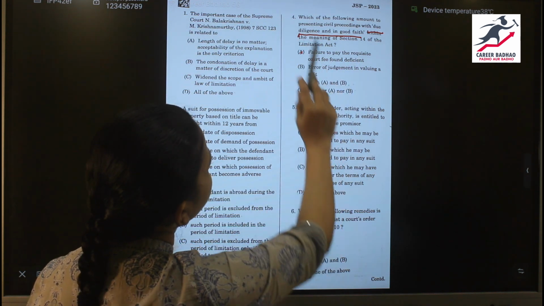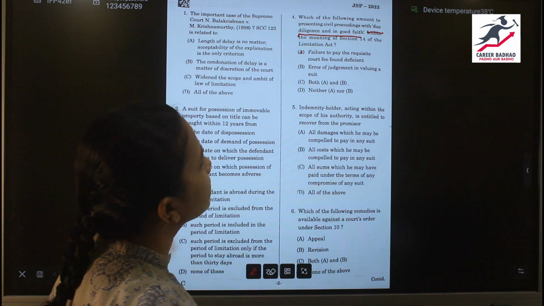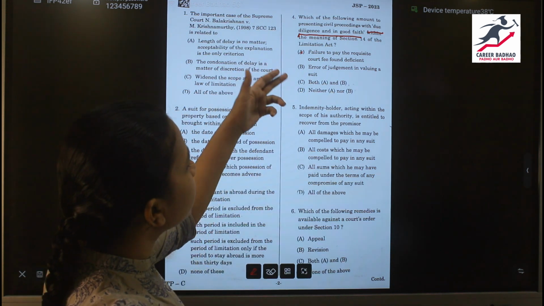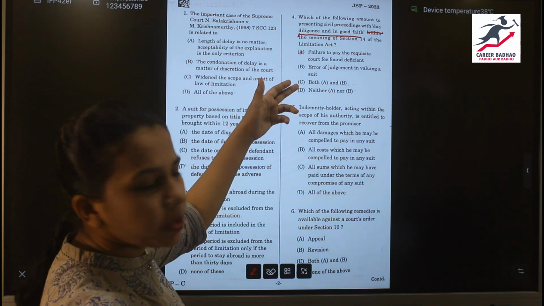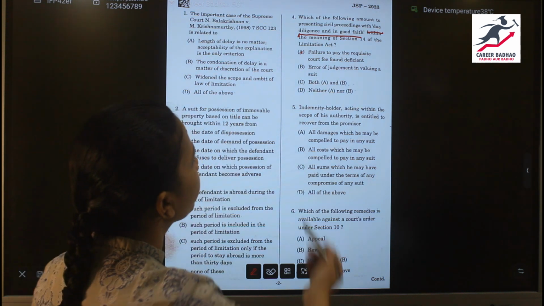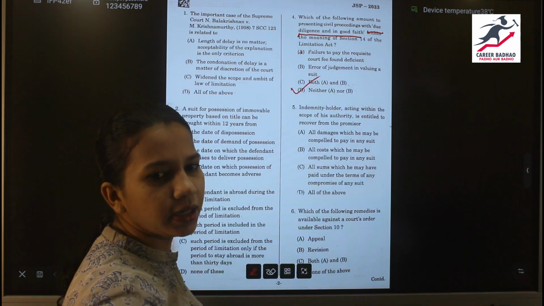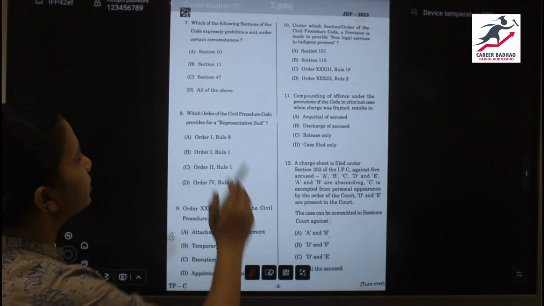But the question is, which of the following amount to presenting civil proceedings with due diligence and in good faith? So we are very clear that neither option A nor option B falls within the definition of section 14, due diligence and in good faith. So the correct answer would be option number D. Let's move to question number 7 now.